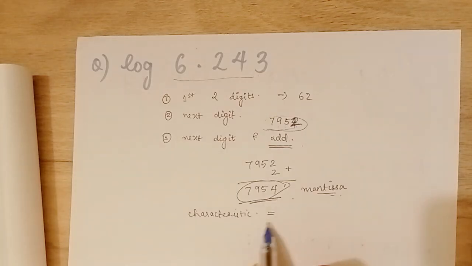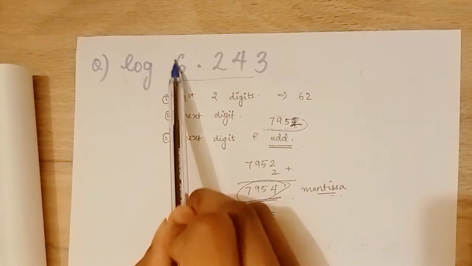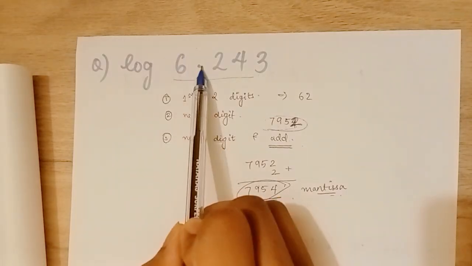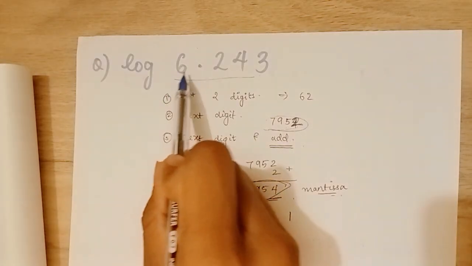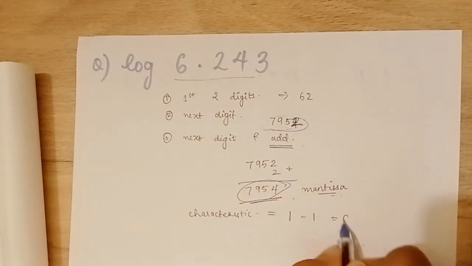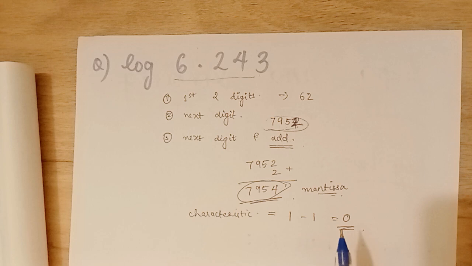Now, how do you find the characteristic? That is the amount of numbers before the decimal point minus 1. So over here only one number is there, so 1 minus 1, which is equal to 0. So 0 is the characteristic.